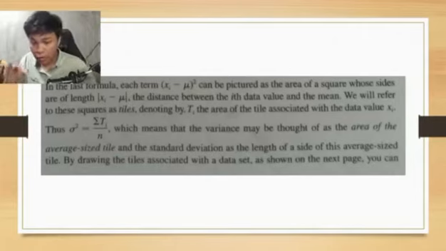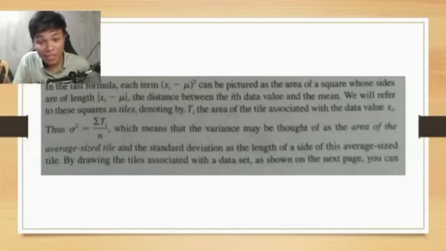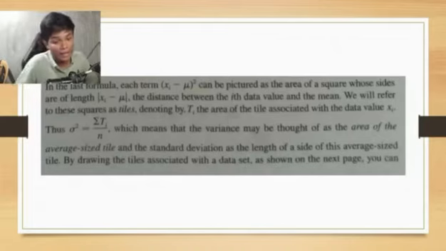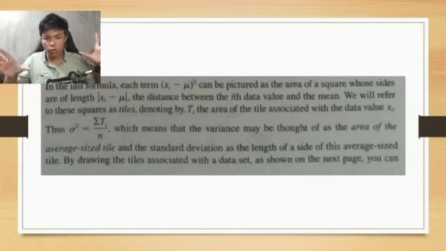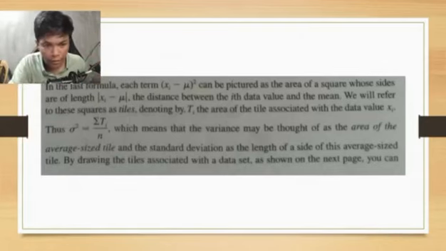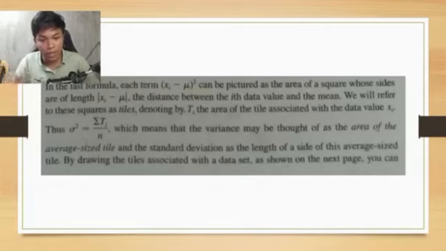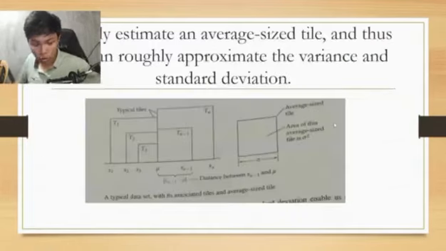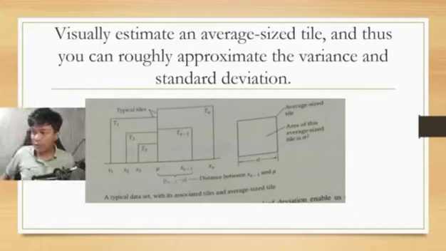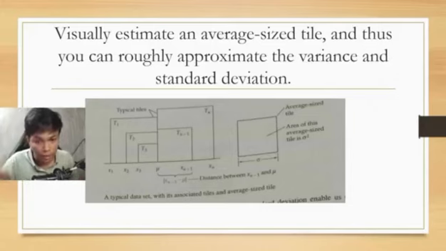So thus, yung makikita nyo ngayon na formula, which means that the variance may be thought of as the area of the average size tile and the standard deviation as the length of a side of this average size tile. So alam ko medyo confusing to. Anong ibig kong sabihin na average tile? Ano rin yung small na tile? So the drawing of tiles associated sa dataset as shown on the next page. So ito yung ibig sabihin. So visually estimate an average size tile and thus you can roughly approximate the variance and standard deviation.